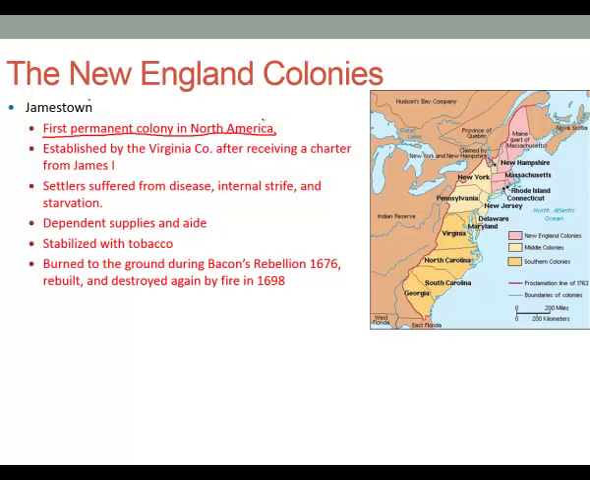Roanoke was founded, but it no longer exists, so you can't argue that Roanoke was the first permanent colony. Jamestown is the direction that we're going here. Established by the Virginia Company. Instantly, you have to look to this right here.